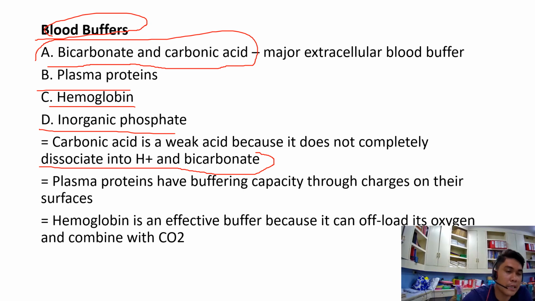Plasma proteins have buffering capacity through charges on their surfaces. And hemoglobin is an effective buffer because it can offload its oxygen and combine with CO2.